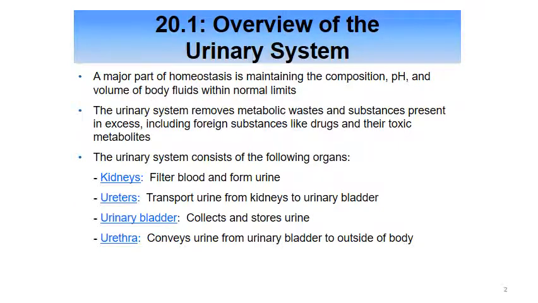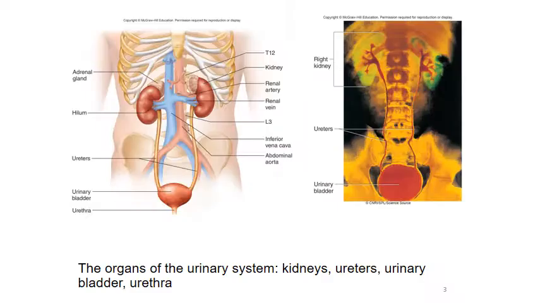Alright, so this is just talking about the overview of the urinary system, what it does, and the different organs that we're going to learn about: the kidneys, the ureters, urinary bladder. Here's just the location of the kidneys.